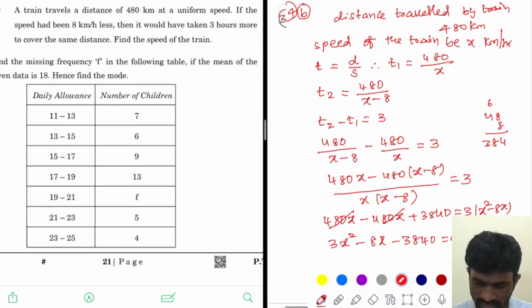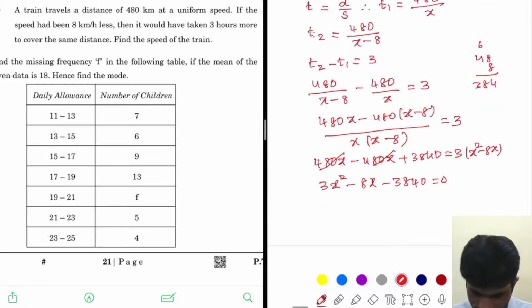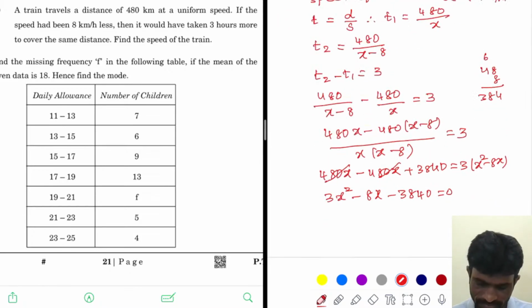You got the quadratic equation, we have to solve it now. This is 24x after multiplying 3 here. If you divide everywhere by 3, it becomes x square minus 8x minus 1280 is equal to 0.